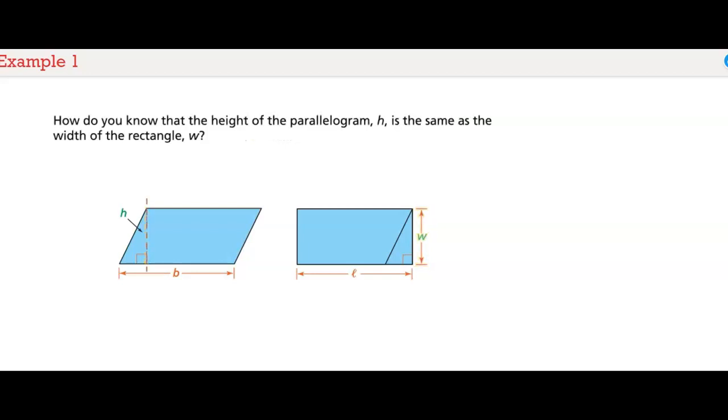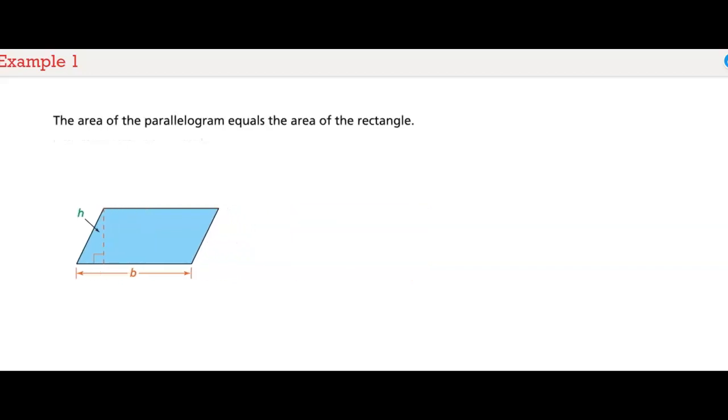How do you know that the height of the parallelogram, H, is the same as the width of the rectangle, W? Both the height and width can be represented by the same line segment perpendicular to the base. The area of the parallelogram equals the area of the rectangle.